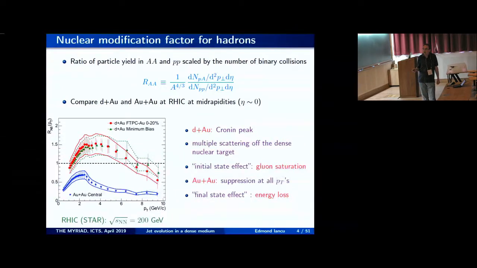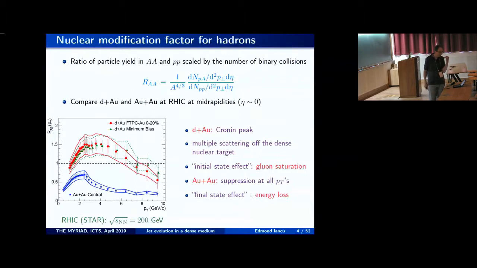Now, this enhancement is understood as a consequence of the multiple scattering of the protons from the neutron off the dense gluon distribution inside the nucleus. It's understood, if you want, as a color glass effect, as an initial state effect. This initial state effect and its consequence, this enhancement known as the Cronin peak, was in fact discussed in my previous lecture. It is on the slides, but I didn't have the time to go through it.